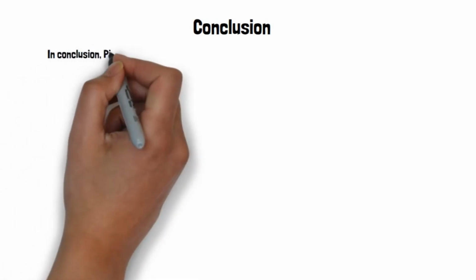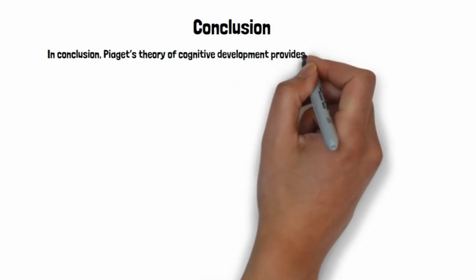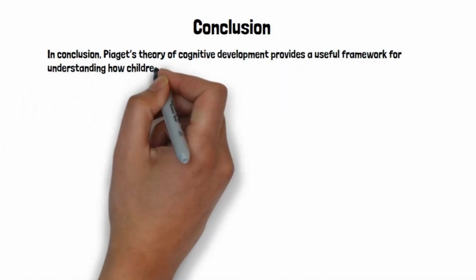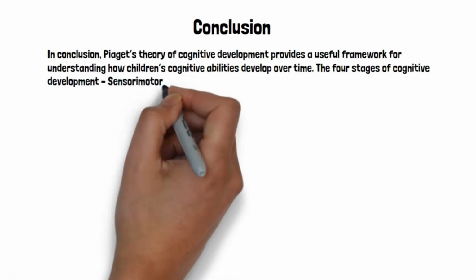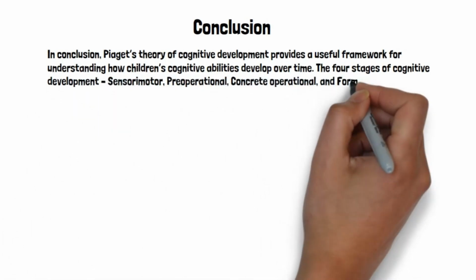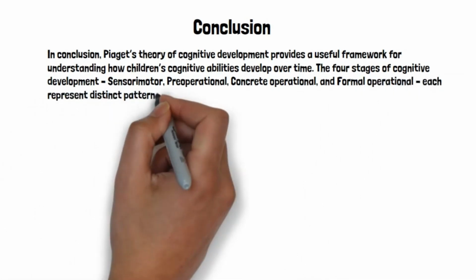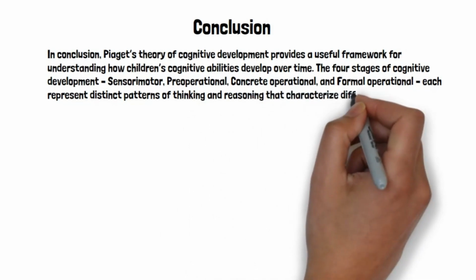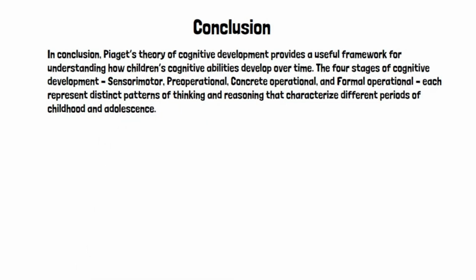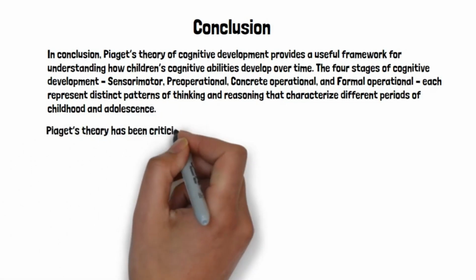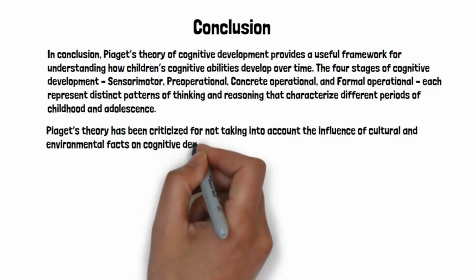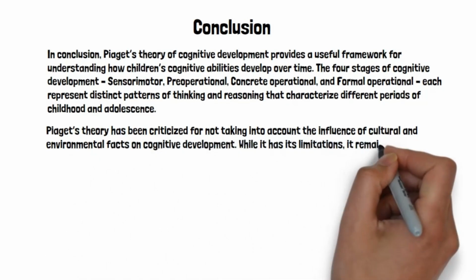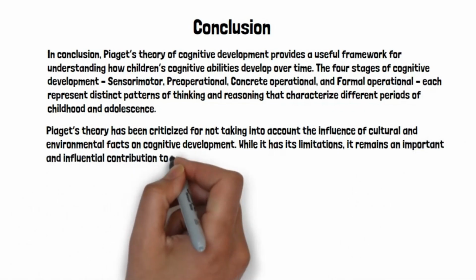In conclusion, Piaget's theory of cognitive development provides a useful framework for understanding how children's cognitive abilities develop over time. The 4 stages of cognitive development: sensorimotor, pre-operational, concrete operational, and formal operational, each represent distinct patterns of thinking and reasoning that characterize different periods of childhood and adolescence. Piaget's theory has been criticized for not taking into account the influence of cultural and environmental factors on cognitive development. While it has its limitations, it remains an important and influential contribution to the field of developmental psychology.